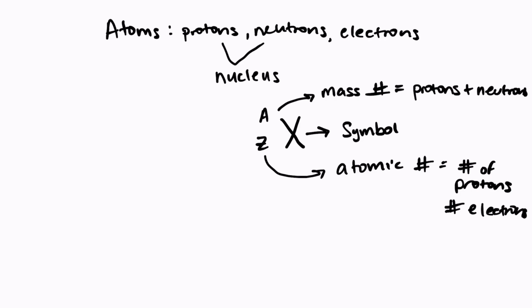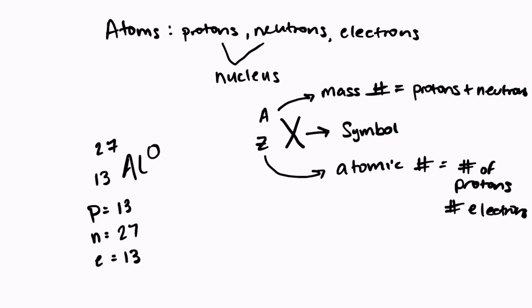So you should be able to look at an example and decide how many protons, neutrons, and electrons there are. So just as a quick example, if we had something like Al 27 and 13, you should be able to identify the number of all of the subatomic particles there. So the number of protons would be 13, electrons would also be 13 because it's neutral, there's no charge here. And the number of neutrons would be 27 minus 13, so 14 neutrons in that sample.